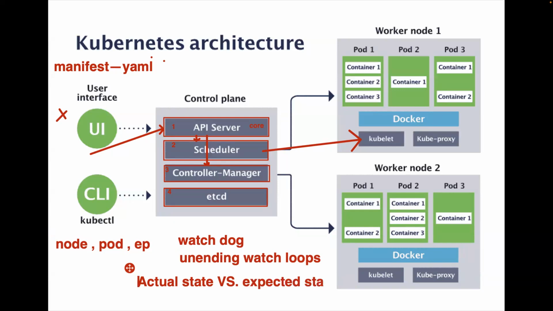Where is the expected state? The expected state is defined in the manifest file, isn't it? We define the expected state like, okay, we need 4 pods. This is the expected state or the desired state, so it is present in the manifest file. Actually, there are, let's say, only 3 in the cluster. So this controller manager will keep on running non-terminating, unending watch loops, and compares the actual state with the expected state, which is defined in the manifest file.